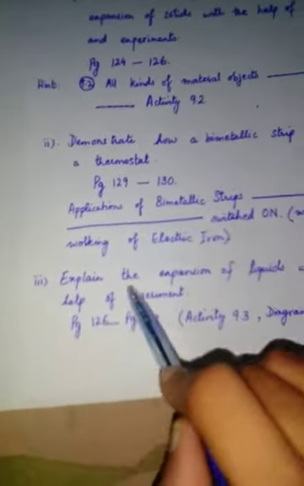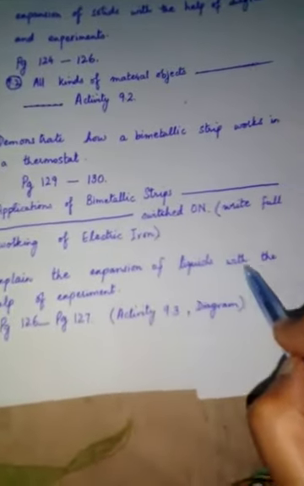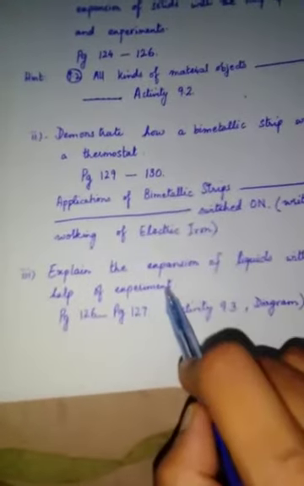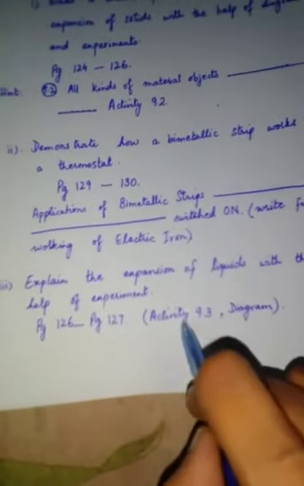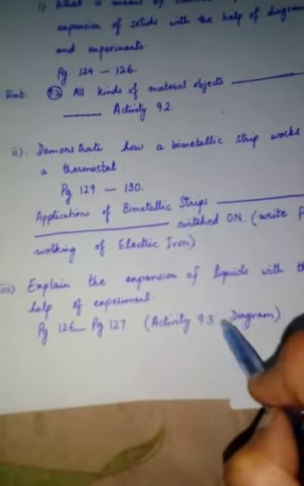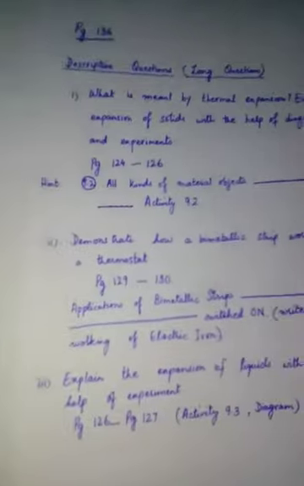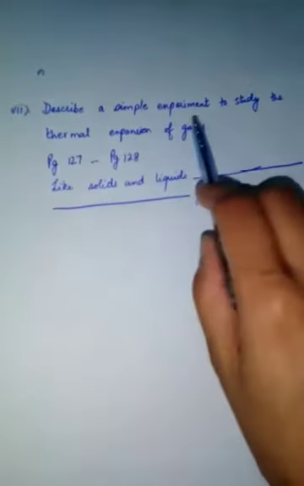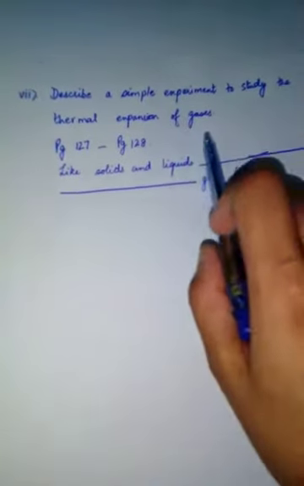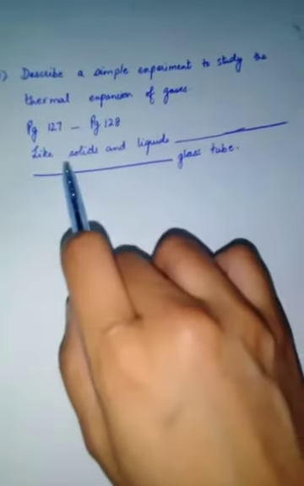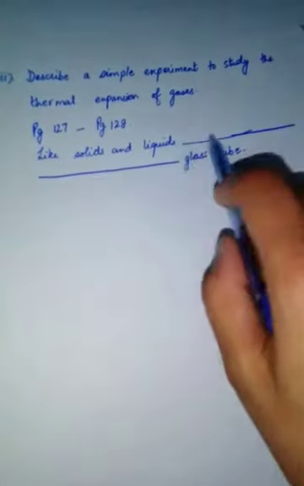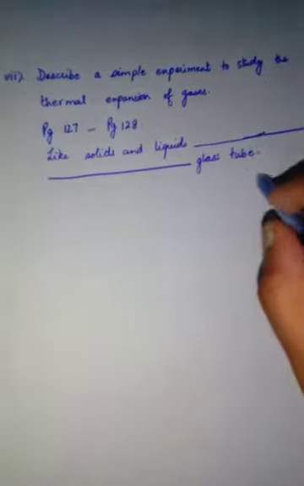Third question is explain the expansion of liquids with the help of experiment. Answer is on page 126 to 127 and activity 9.3 along with the diagram. Next question. Describe a simple experiment to study the thermal expansion of gases, that is on page 127 till page 129. And the answer will start from like solids and liquid and you have to mark it till glass tube.